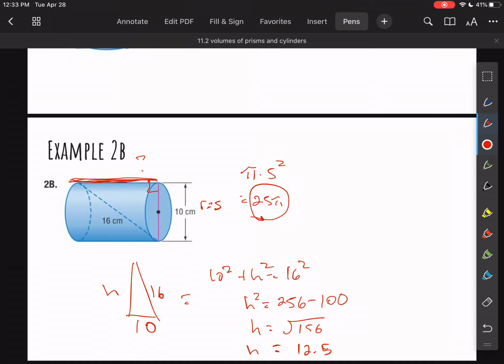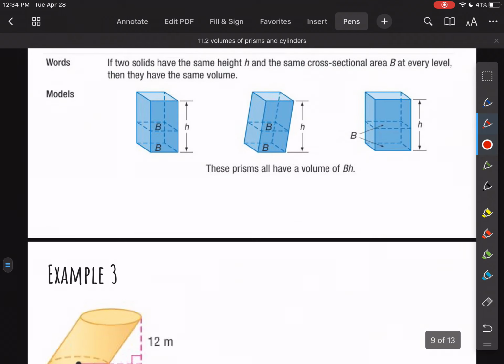12.5. Okay, so I'm going to take 25 pi multiplied by 12.5. Okay, so 25 times pi times 12.5. And that gives me 981.75 centimeters cubed. All right, so that's example 2. We're going to keep cruising through here. Let's see. What's the next one?